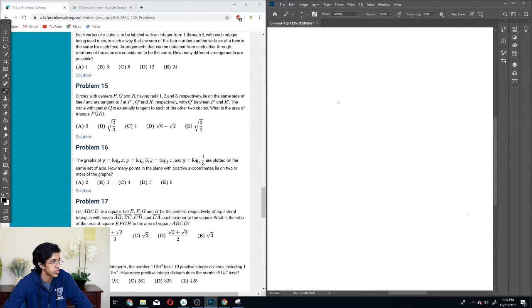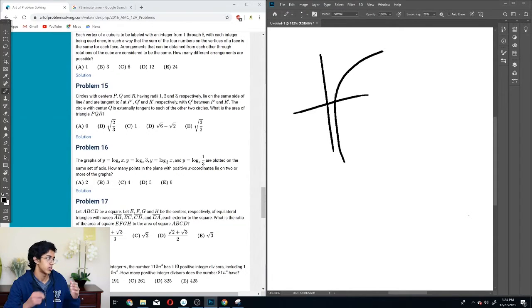First off, you know that a log graph basically looks like this. x can't be negative. So this is a log graph, and this is how y equals log base 3 of x is going to look. The last one, log base 1/3 of x, is basically the negative of that, it goes the other way, I think. Yeah, that's the opposite way.